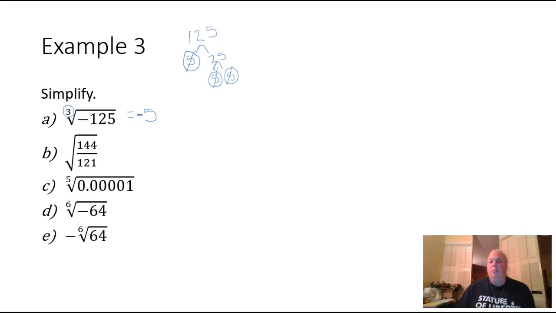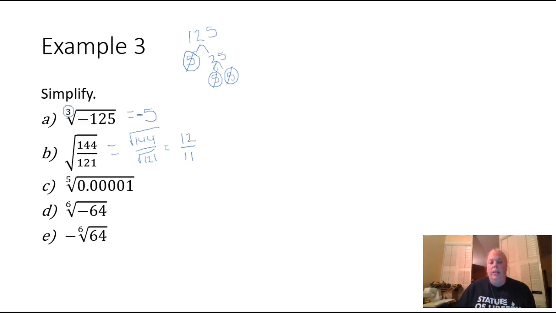All right. In B, what we're going to do is, instead of trying to divide 121 into 144, because that's not going to be a very nice number, I'm going to separate this into the square root of 144 divided by the square root of 121. I'm going to do that because I know the square root of 144 is 12, and I know the square root of 121 is 11. And then if I could reduce this fraction, now would be the time to do so. But this one is actually in its final form, so we're going to leave that one alone.